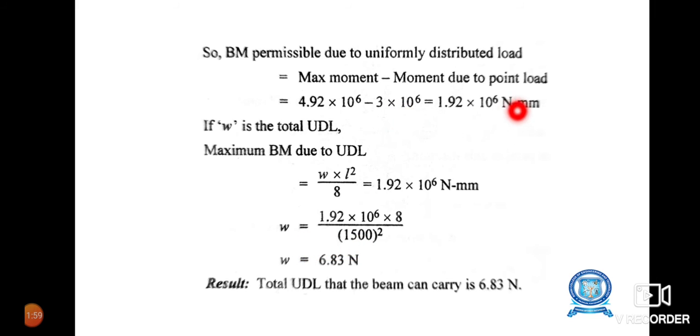So we apply that value in the maximum bending moment load equation, WL square divided by 8. W is unknown, so we find out the W total load, that is 6.83 Newton. So the total UDL load the beam is carrying is 6.83 Newton. That is the result.